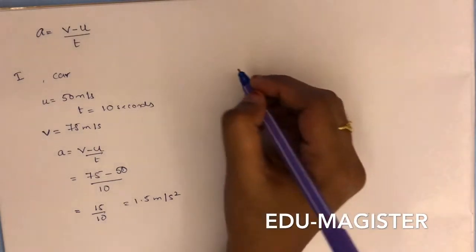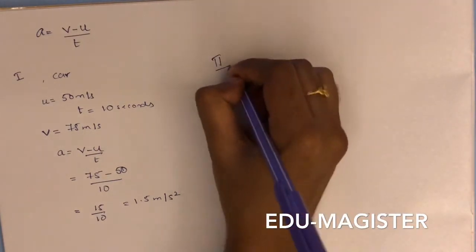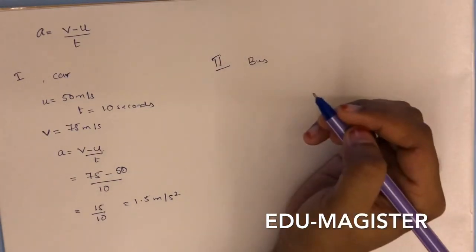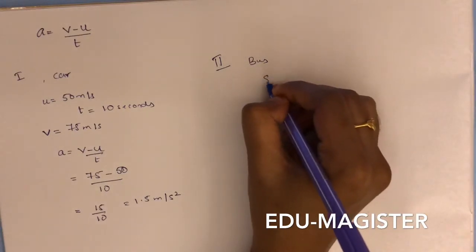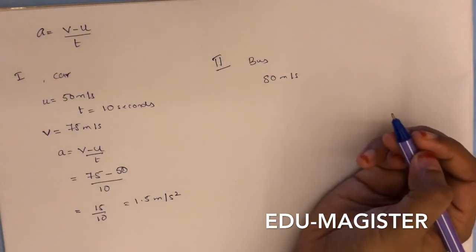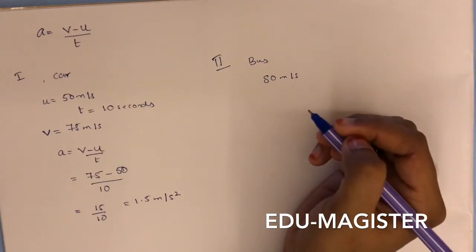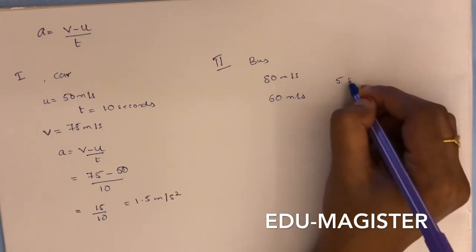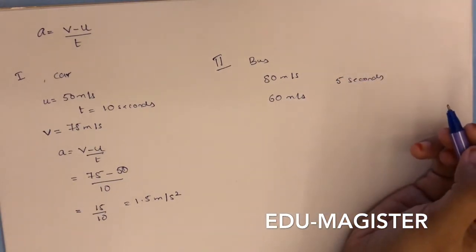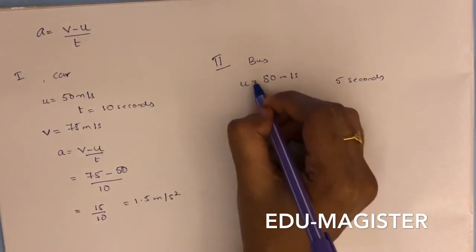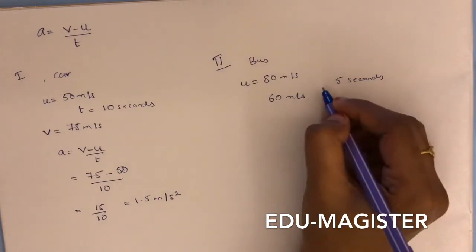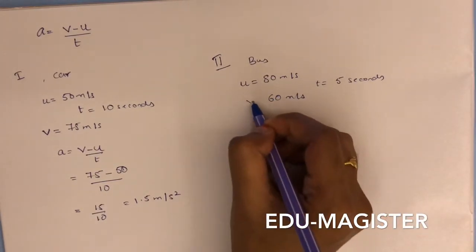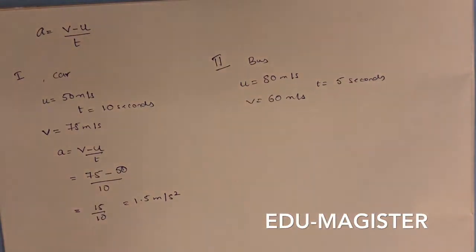Alright. Now consider one more case. Let us take an example of a bus. This bus was traveling with a speed of 80 meters per second, and then it decreases its speed to 60 meters per second in 5 seconds. That means the initial velocity of the bus was 80 meters per second, and in these 5 seconds its velocity decreased to 60 meters per second.